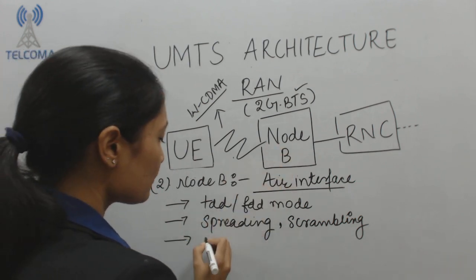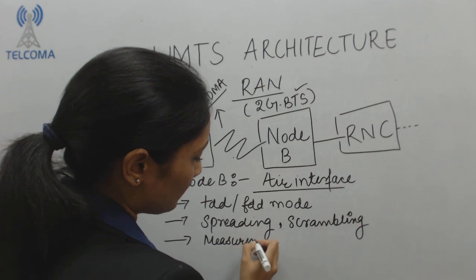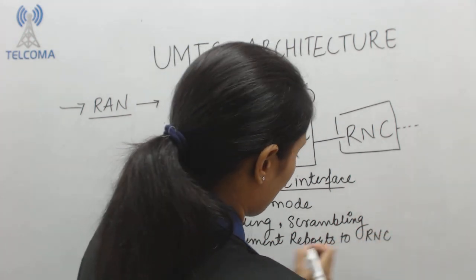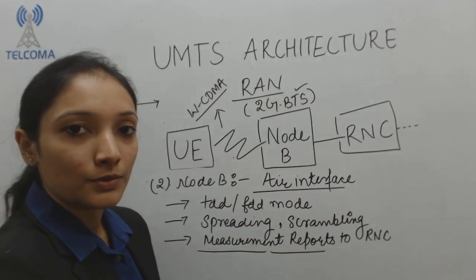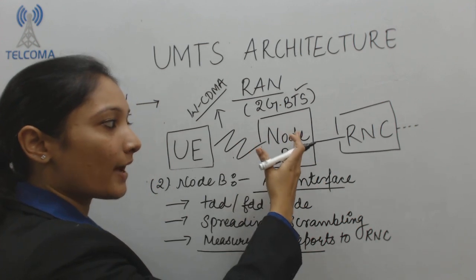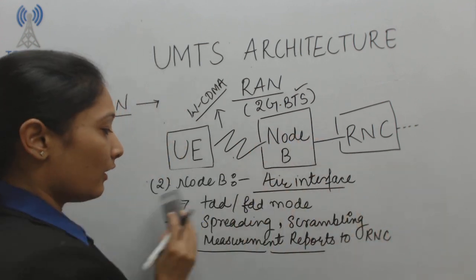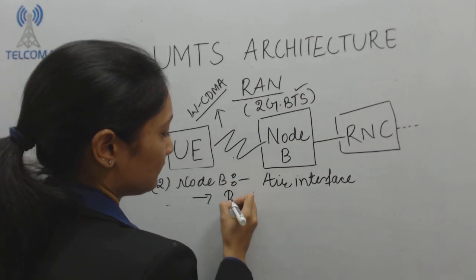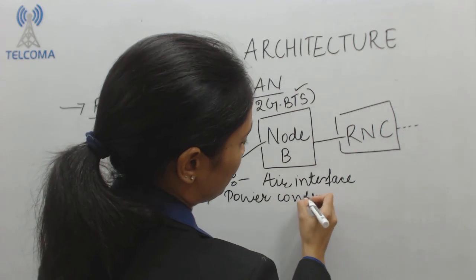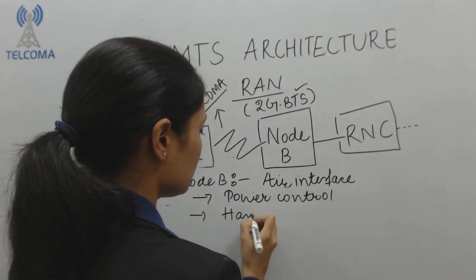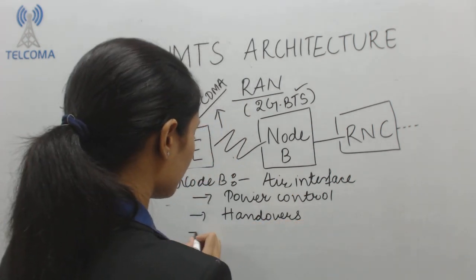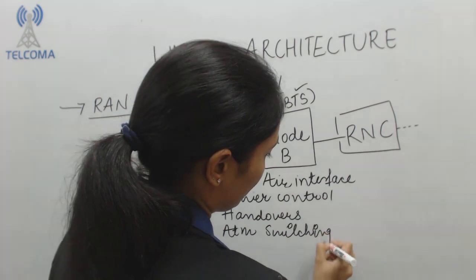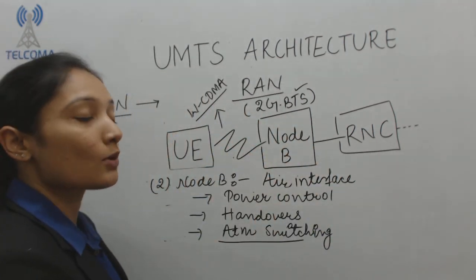After that, it also sends measurement reports to RNC. Measurement reports are the power measurement reports for the user equipment and for the station, which are being transmitted by node B to RNC. Further functionalities of node B are like power control, handovers, ATM switching. So these are the different functionalities of our node B.